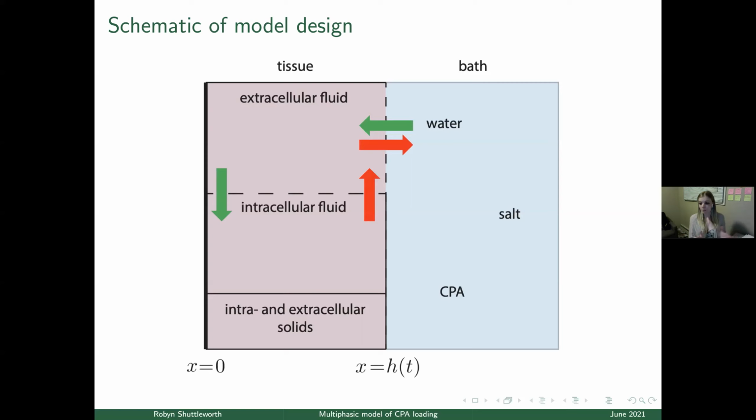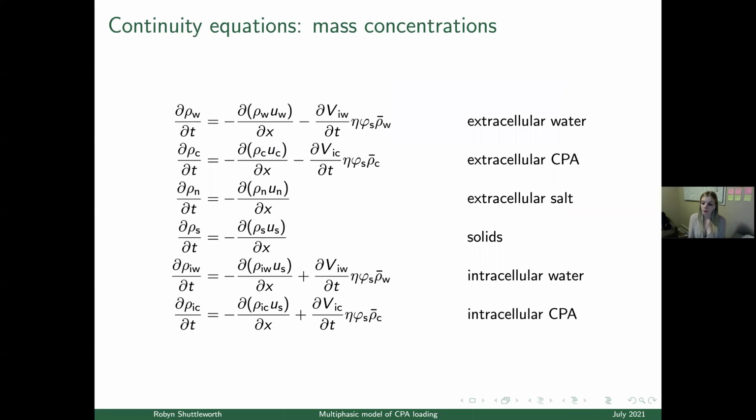So to describe all of these interactions that are happening, we can build a system of equations. And we build a system of 6 equations. We have 1 for each component within our system. So you can see we have 3 equations here for extracellular components, or water, CPA, and salt. We have an equation for the solids. And then we have 2 equations for the intracellular components, 1 for water and 1 for CPA.